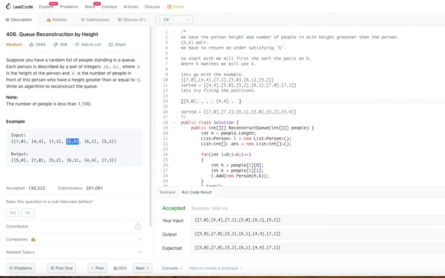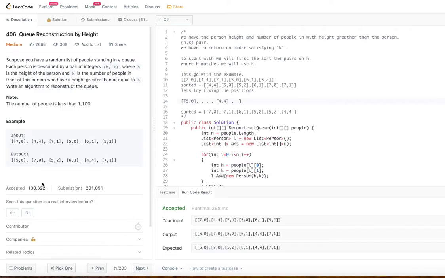But for this one, there should be 0 people whose height is greater than or equal to 5, but actually there are 2 people, right? 7, 7, these two heights are 7. So if it was 2, then it would have been satisfied. So basically the input given is not in the right format, right?